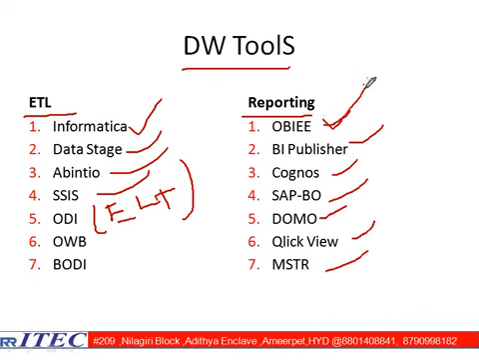Reporting tools, are these all reporting tools only? OBIEE is doing the same job. BI Publisher is doing the same job. Cognos is also doing the same job. SAP BO is also doing the same job. Why are people selecting OBIEE? Is there any root cause? If everyone is doing the same job, a customer can go for either Cognos or SAP BO or anything else. Yes or no, sir? Why are customers choosing only OBIEE? That we need to understand.